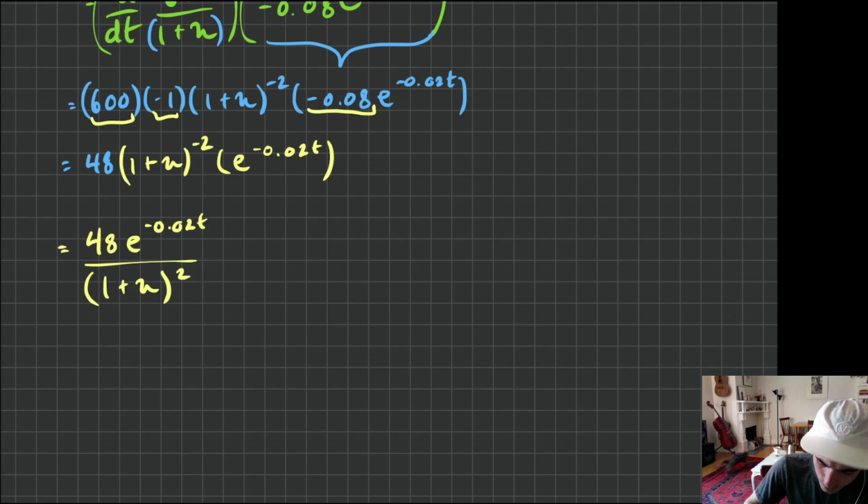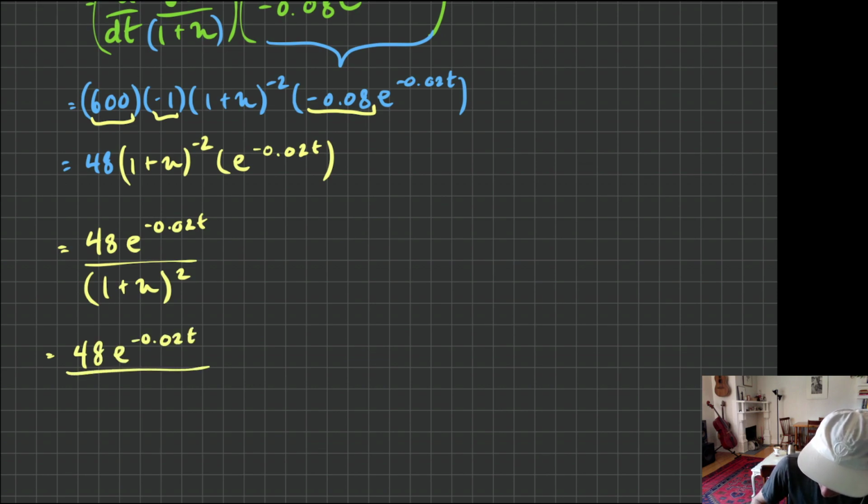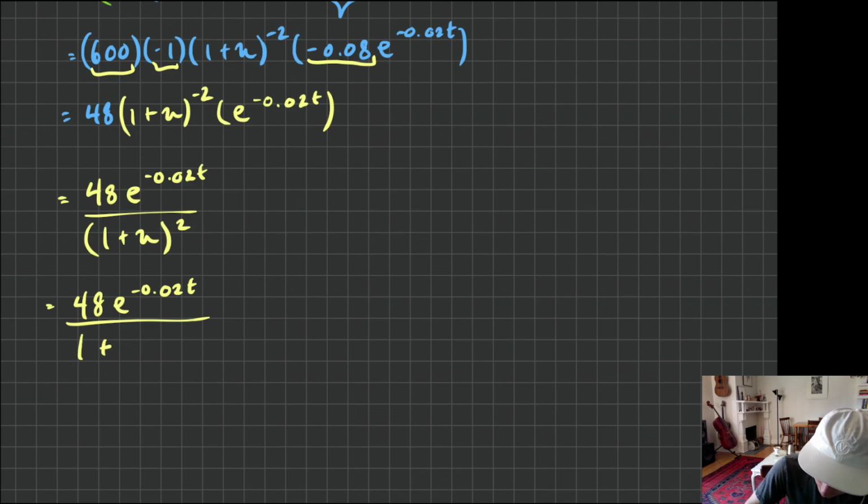But we don't want u, right? So let's put it back into terms of t. So we've got 48 e to the negative 0.02t all over 1 plus, and I believe u was 4 times e to negative 0.02t, and that's all squared.